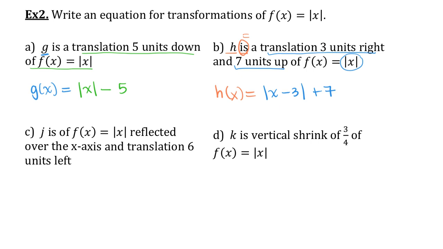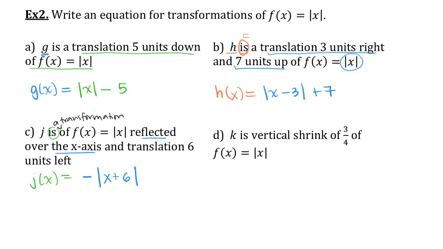Okay, for C, j should say is a transformation of, okay, is it g of x? Yeah. Since there's x's as my input, I'm going to do j of x is equals, okay, we're going to do f of x. What are we doing? We're reflecting it over the x-axis. And then we're translating it 6 units left. Does that look right? Reflected? Yes. Translated 6 left? Yes.